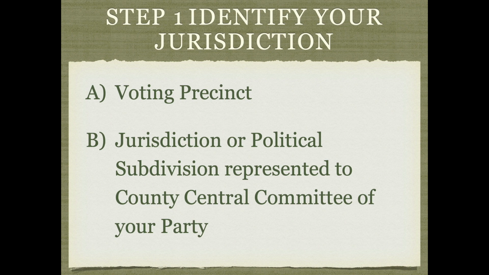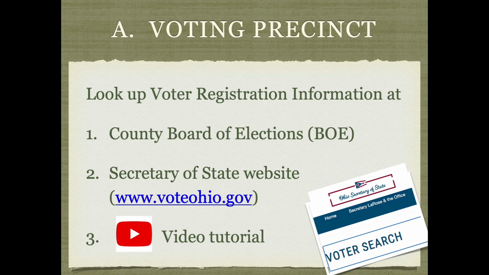If you already know these things, you may skip ahead to Step 2, Slide 8, entitled Get a Map of Your Jurisdiction. But I encourage you to keep listening because you may pick up some tips that may be helpful. Voting precinct. Determine your voting precinct by looking up your voter registration information at your County Board of Elections (BOE) website or with the Secretary of State at voteohio.gov.